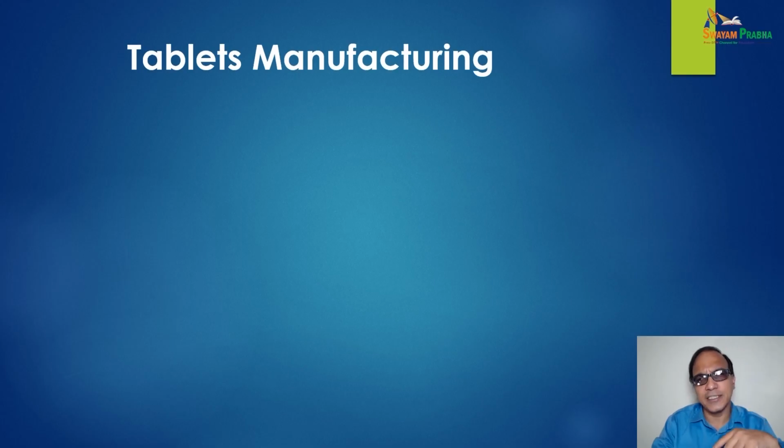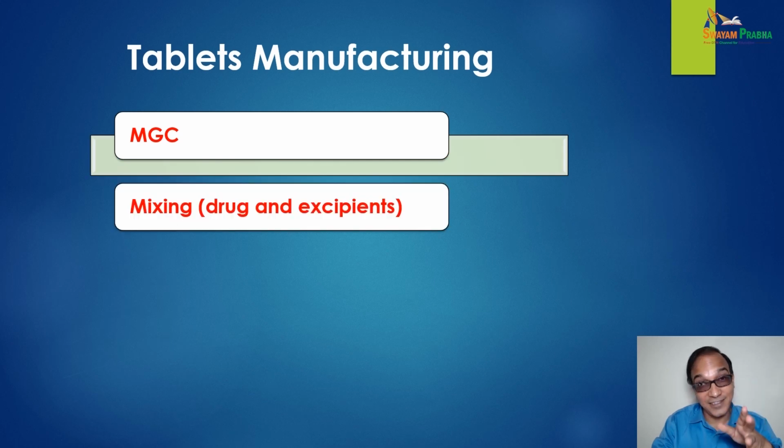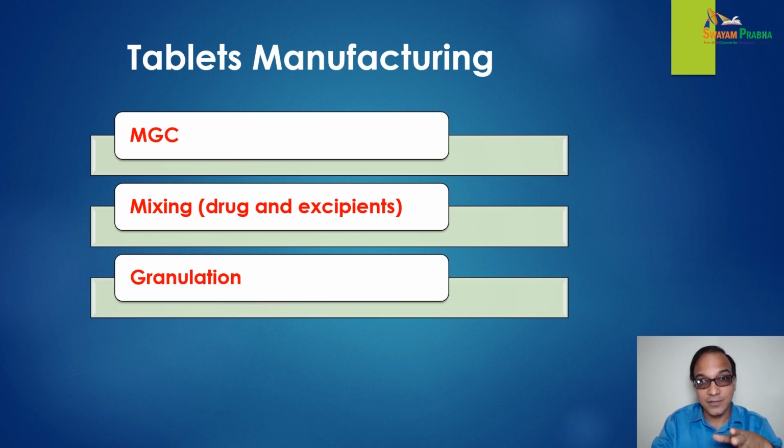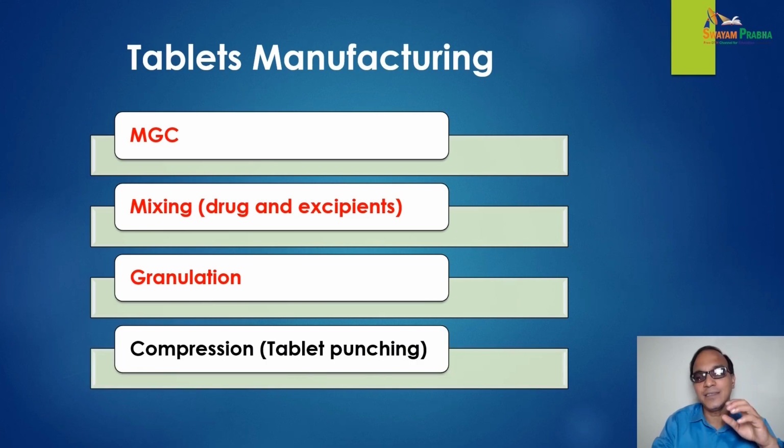Now tablet manufacturing. We have discussed MGC. What does MGC mean? Do remember mixing, that is mixing of drugs and excipient, and granulation. These two aspects we have already discussed. Now what is left? Compression, that is tablet punching. So we'll be discussing in this lecture exclusively this compression, tablet punching, and we'll try to understand all the technicalities of the tablet punching.